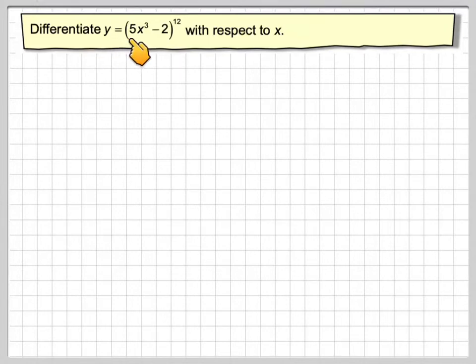Differentiate y is equal to 5x cubed minus 2, to the power of 12, with respect to x. Now, one thing we don't want to do is expand that using the binomial theorem and then differentiate term by term. So we use what is known as the chain rule.